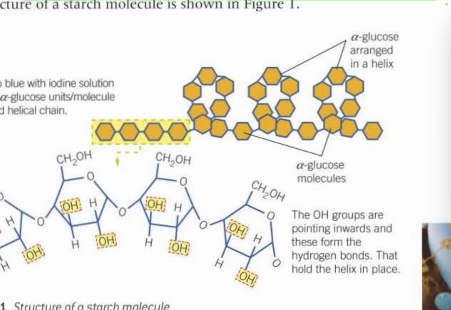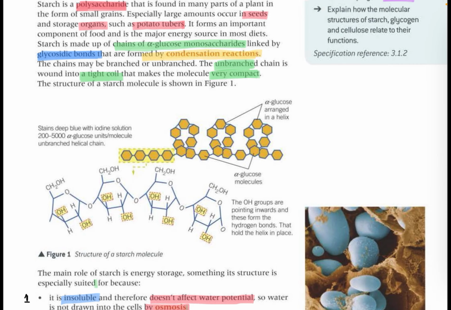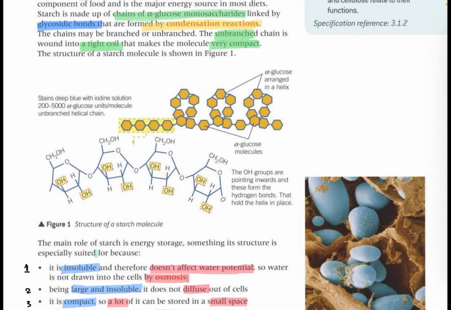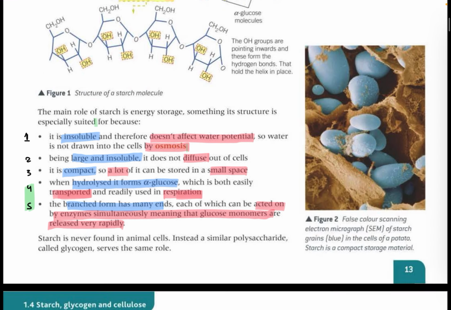Alpha glucose molecules bind together, forming a helical pattern, I suppose you could say, helix pattern, and they are hexose sugars, meaning they have 6 carbon atoms. So once again, the hydrogen bonds are really crucial because they hold the helix in place. And yeah, that's pretty much it for that.